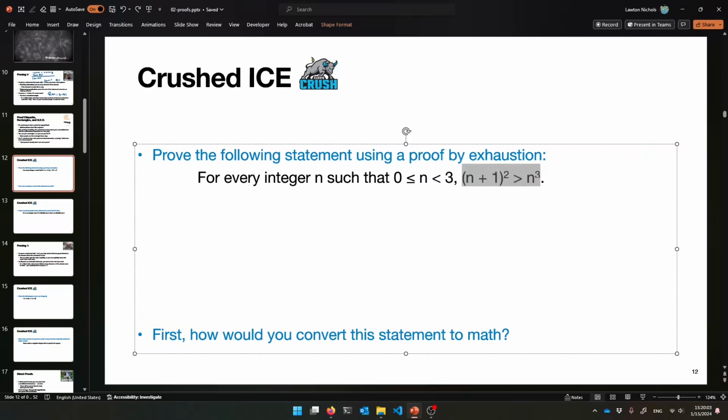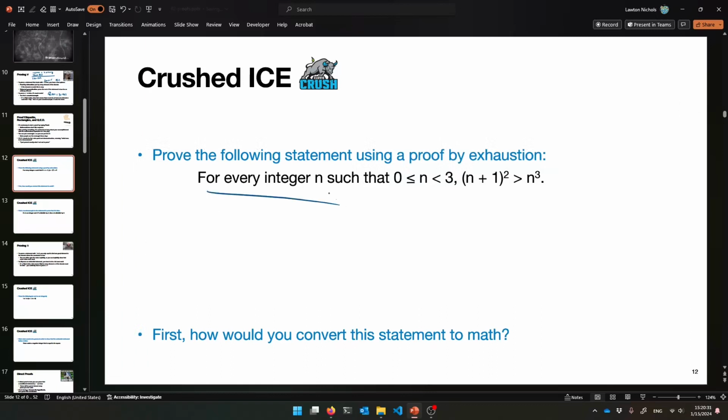All right, that's your proof statement. For every integer n in that range, this better be true about n. Okay, so that is your proof. And then I would like you to try that with proof by exhaustion. And also, the first thing I want you to do is convert the statement to math. So try doing both, and then I'll do them both for you. Okay, but I think it's easier to start with math, and then we'll look at the domain. Okay, so what is this in math form?